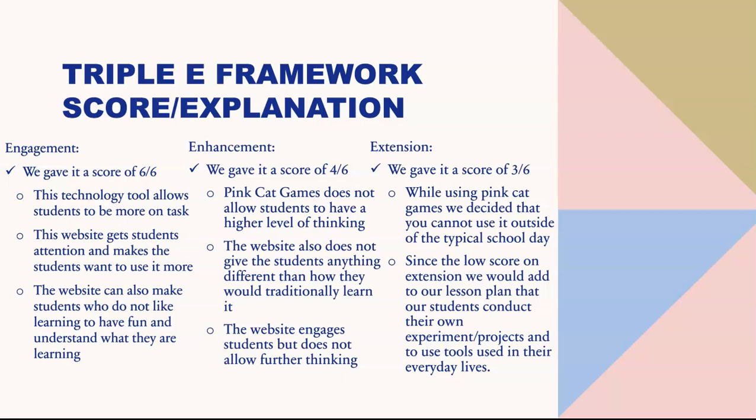Triple E Framework Score Explanation. Engagement. We gave it a score of 6 out of 6. This technology tool allows students to be more on task. This website gets students' attention and makes the students want to use it more. The website can also make students who do not like learning have fun and understand what they are learning.